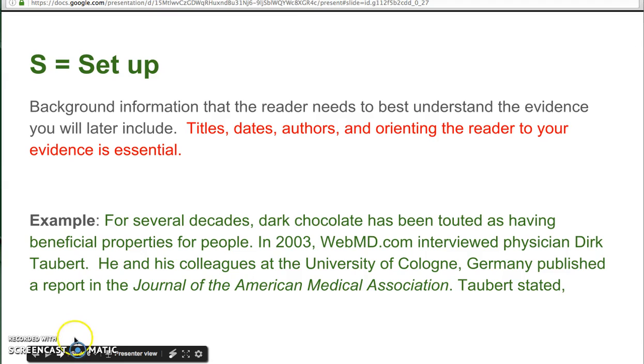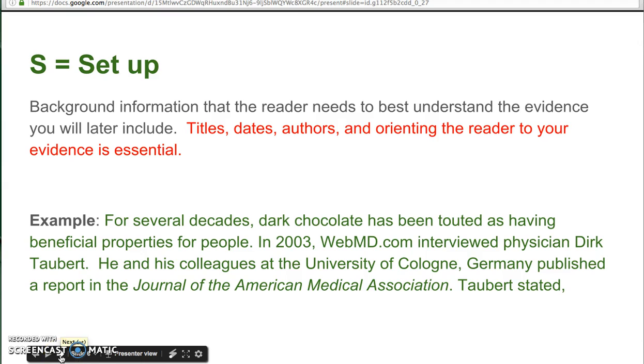So what did I do in that setup? Well, you're going to notice that I included titles like WebMD and the Journal of the American Medical Association. I also included dates. The article came out in 2003. I also gave you a little bit of background about Dirk Taubert, that he's a physician, that he works in Germany. All of that stuff helps you understand the evidence that you're going to later encounter.